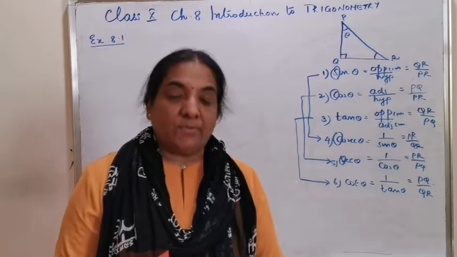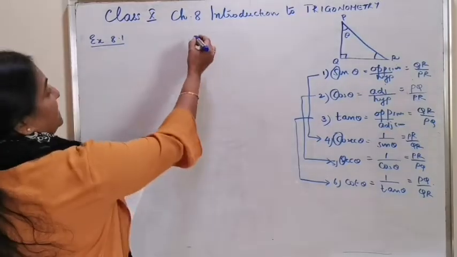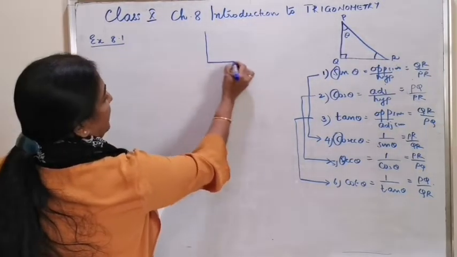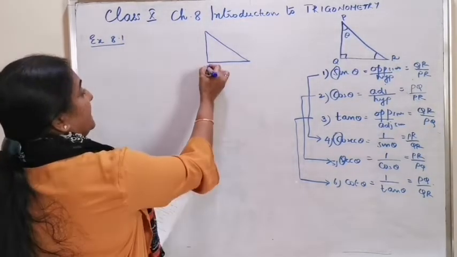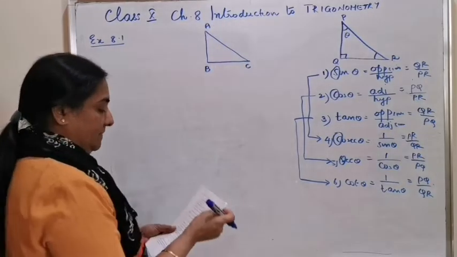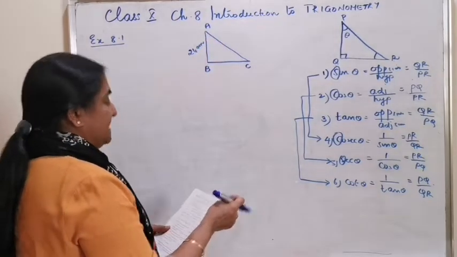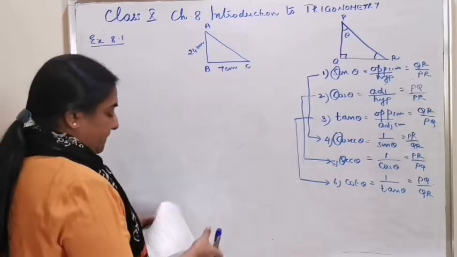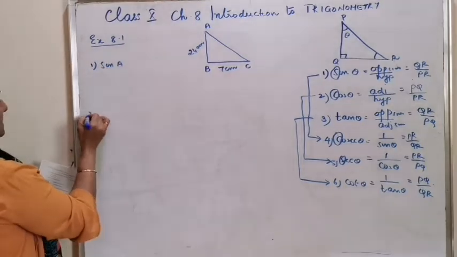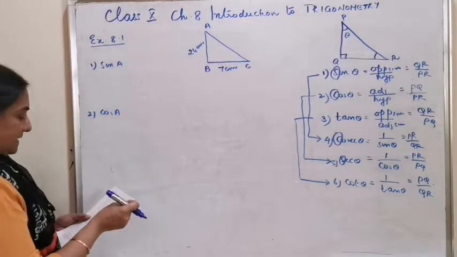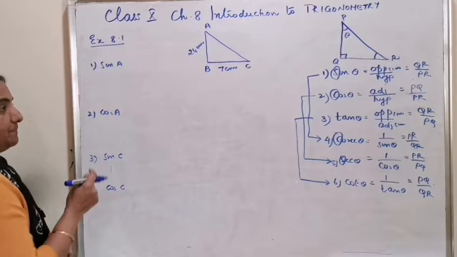Exercise 8.1, question number 1. In triangle ABC right angled at B. For every question you should have a small right triangle at the side of the answer. In triangle ABC right angled at B, AB is equal to 24 centimeter, and BC is equal to 7 centimeter. Determine sine A, cos A, and the second part is sine C and cos C.